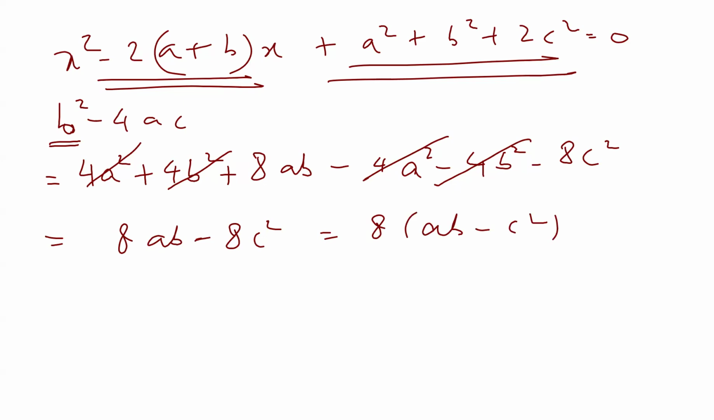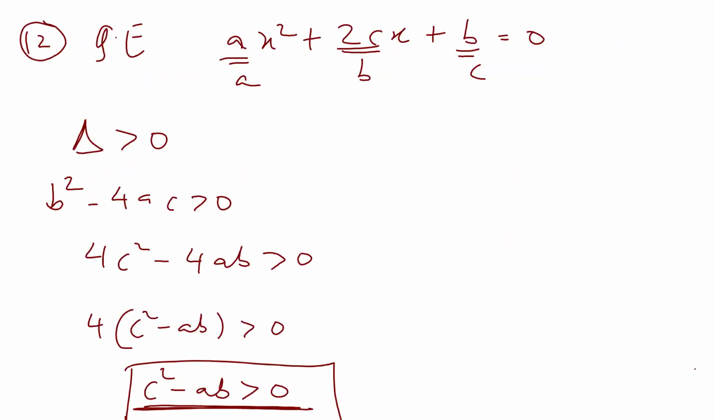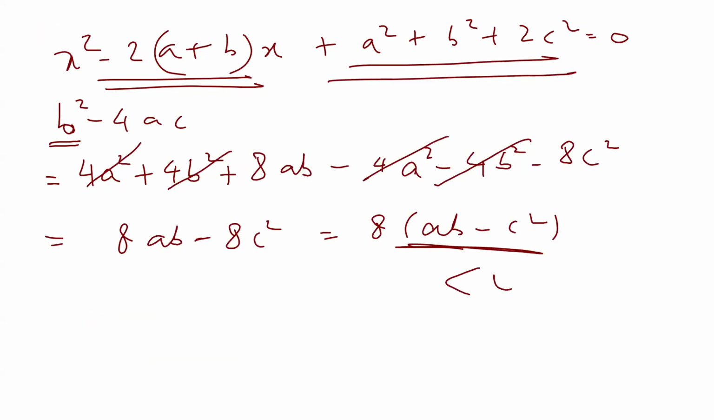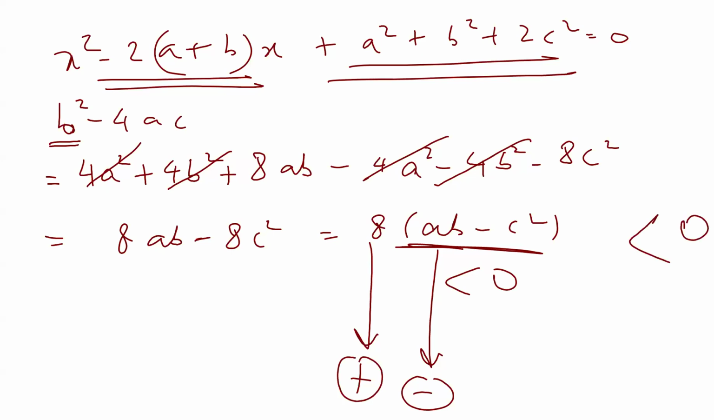Now see, c square minus ab is greater than 0. So ab minus c square will be lesser than 0. So this value is negative. This value is positive. So positive into negative is negative. Hence, this is lesser than 0. Okay. Roots are complex.